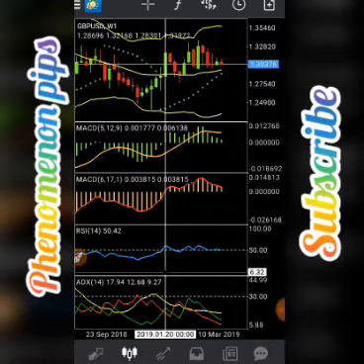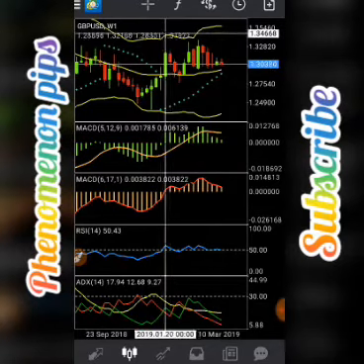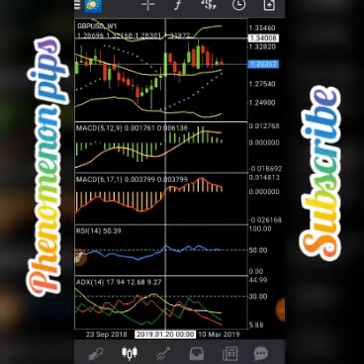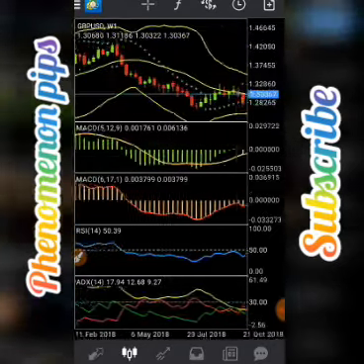And on our buy trade, we'll put our take profit at the top Bollinger Band, which at this point is where our take profit would be. So that is it.